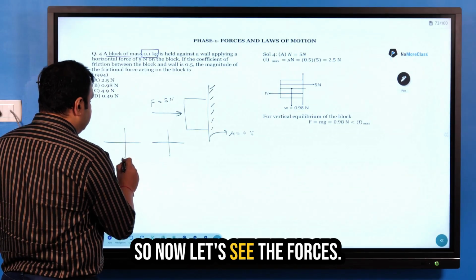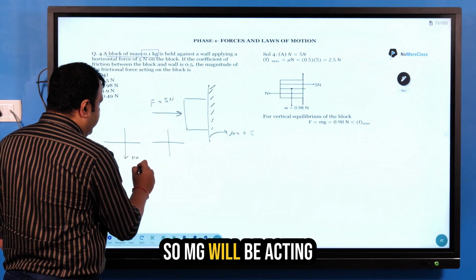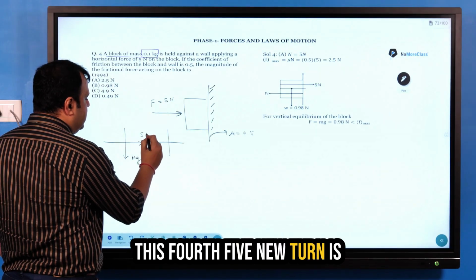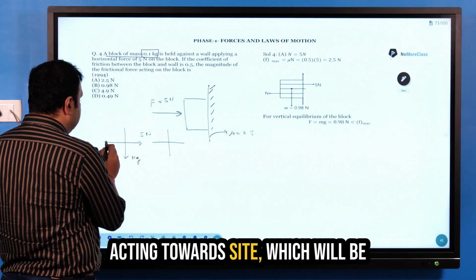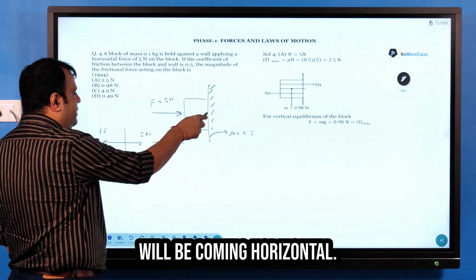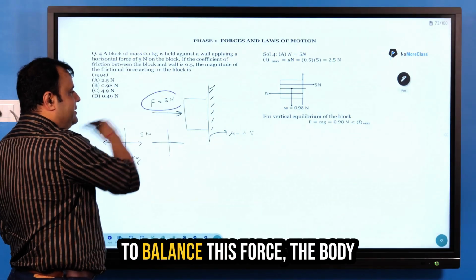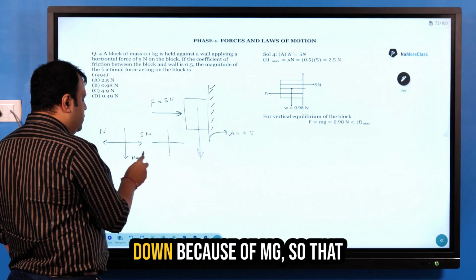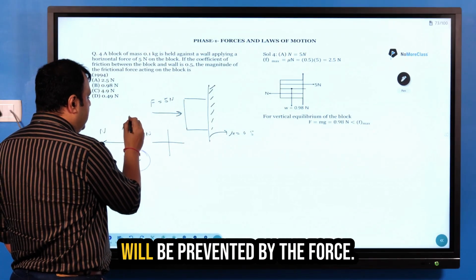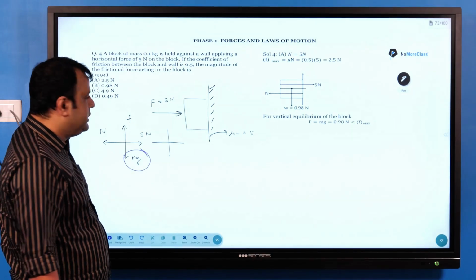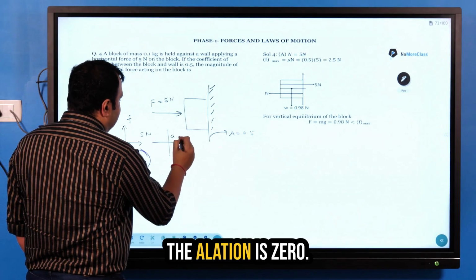So now let's see the forces. mg will be acting in the downward direction. This force of 5 newton is acting towards the side, which will be balanced by the normal reaction. The normal reaction in this case will be coming horizontal to balance this force. The body will have a tendency to go down because of mg, so that will be prevented by the friction force. The acceleration is 0.